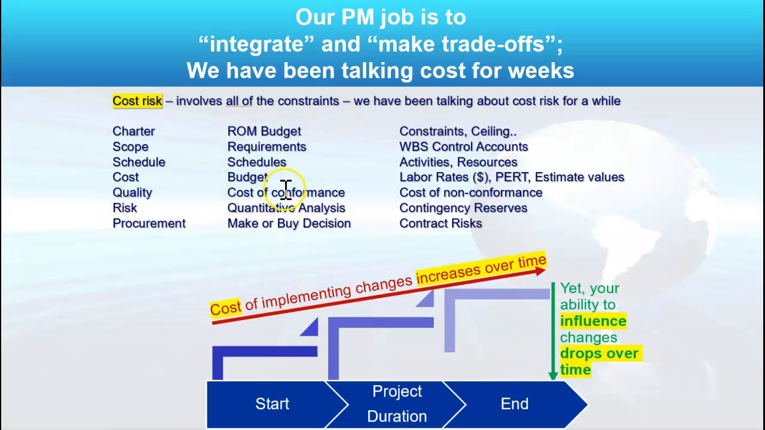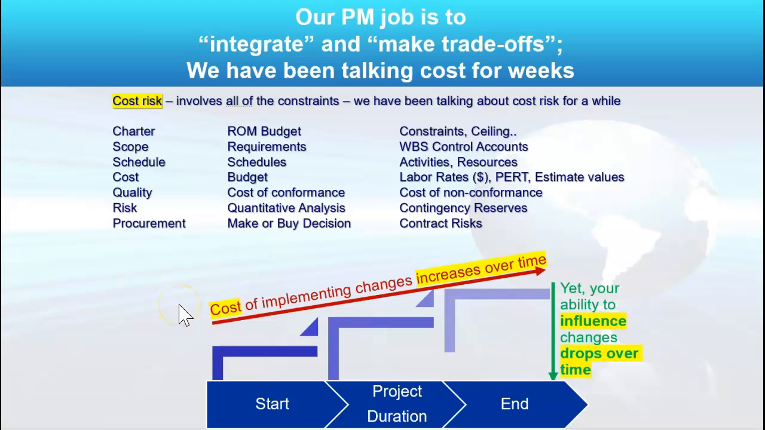In quality, I want to talk about terms like the cost of conformance or the cost of non-conformance to reduce that risk. In risk management, we chatted about quantitative analysis and contingency reserves that were related to that. And in contracting or procurement, I'm going to do a make or buy decision and do contract risk management as part of it.